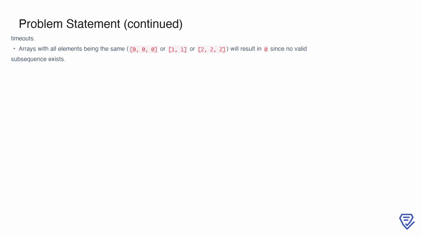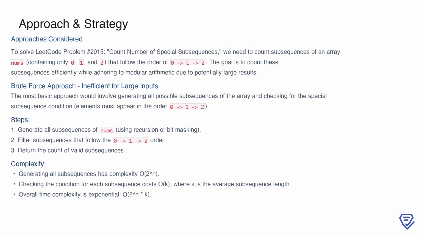Generating all substrings takes quadratic time, and calculating character frequencies for each substring adds another layer of complexity. This results in an overall time complexity of O(n cubed), which makes the approach impractical for larger inputs. The brute force approach, though simple, is not suitable for large inputs due to its high time complexity.